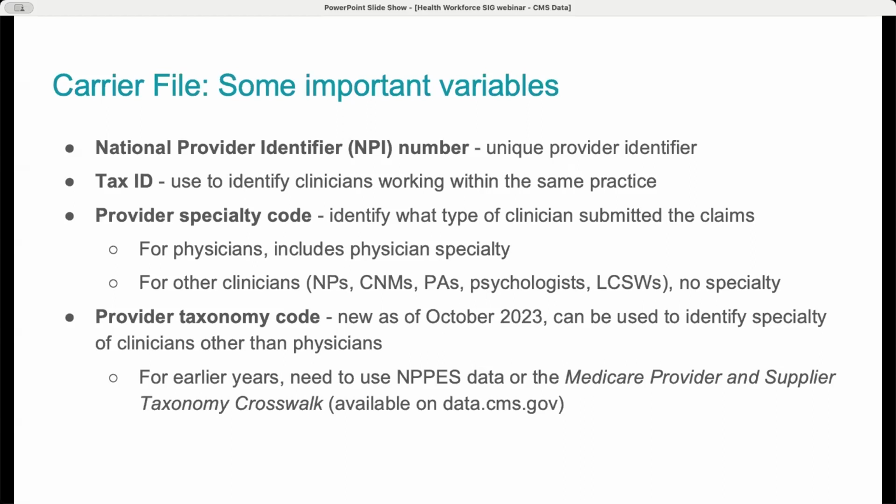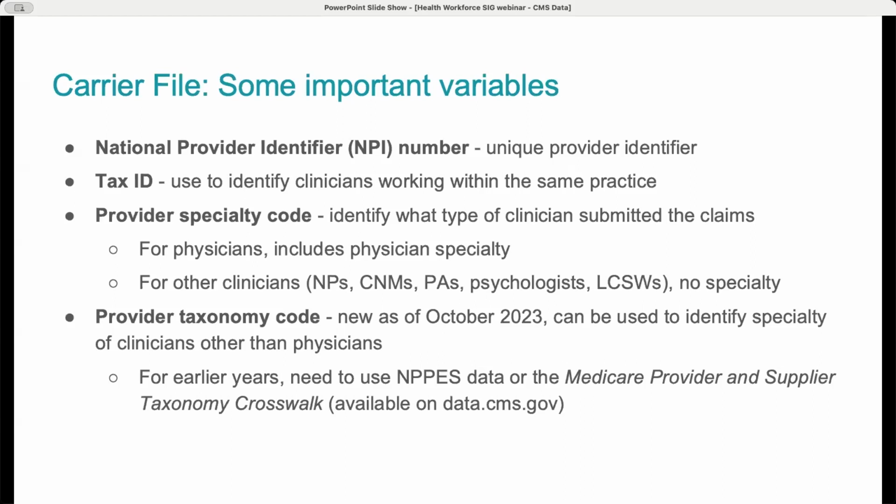Provider specialty code. So for physicians, you can actually see physician specialty. So if someone's internal medicine, family medicine, cardiology, what have you. For other clinicians, the provider specialty code doesn't have specialty designation. So for example, nurse practitioners. I'm a nurse practitioner. I'm an adult geriatric primary care nurse practitioner. I appear in the data only as a nurse practitioner. There's no additional specification. So for other clinicians who are not physicians, you have to use a taxonomy code.